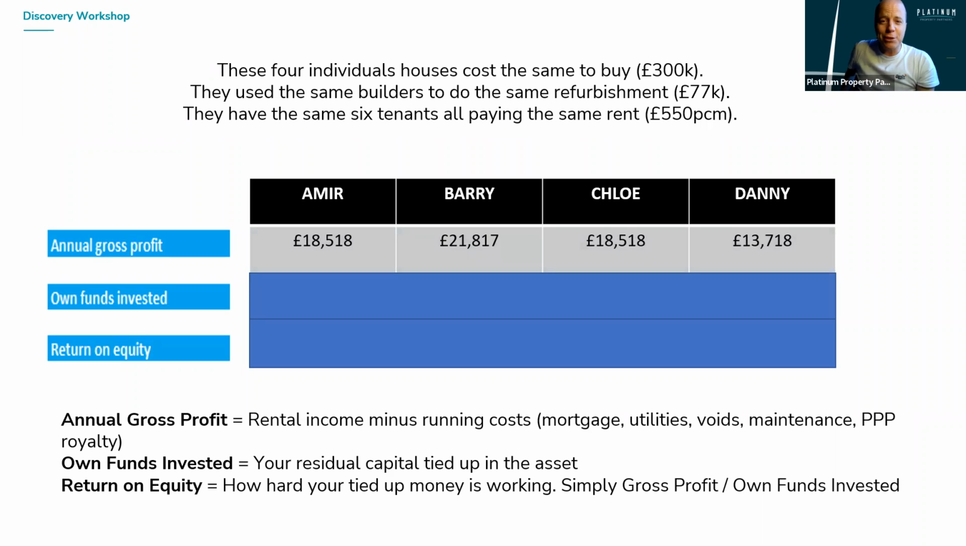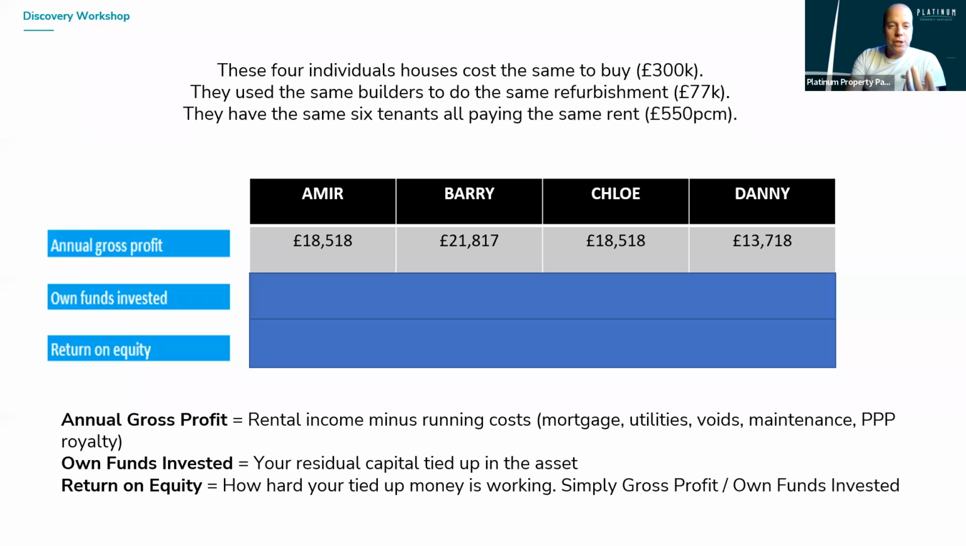I guess most people will be naturally drawn towards option B. So Barry, he's got the highest level of gross profit from those assets. Danny on the right hand side there, much lower. But don't forget, these are the same houses with the same tenants paying the same rent. So what else is going on here behind the scenes?